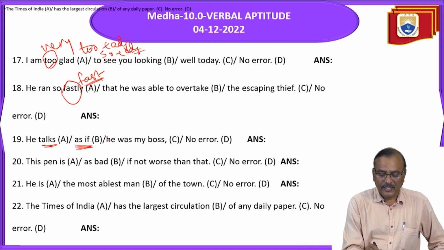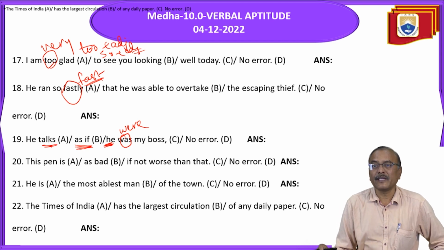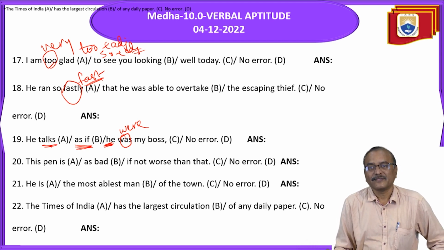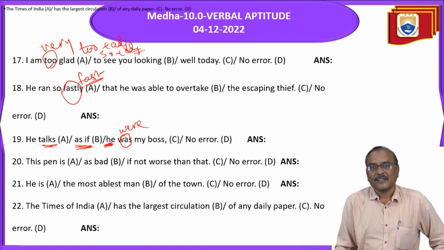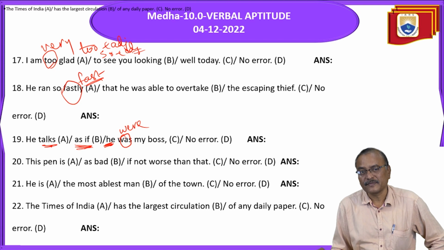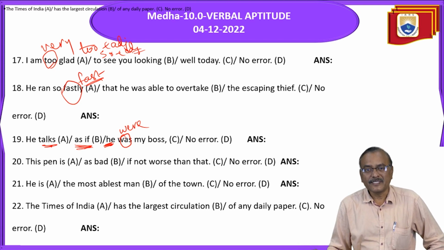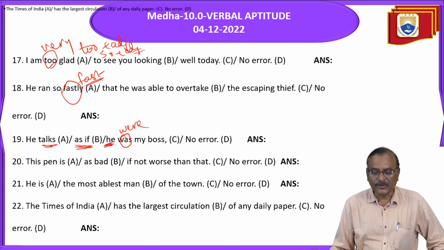But here, after "if", even though the subject is third person singular, it should not be "was", it should be "were" only. As if he were my boss. Don't say he was. Okay. She behaved as if she had been the princess. She behaves as if she were the princess. She were only. Don't say she was.